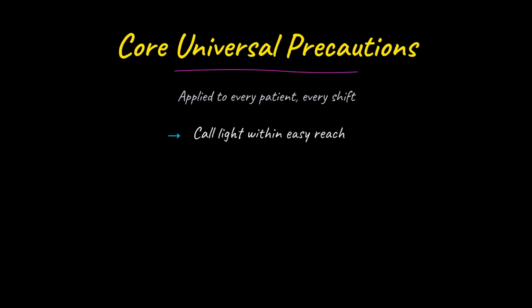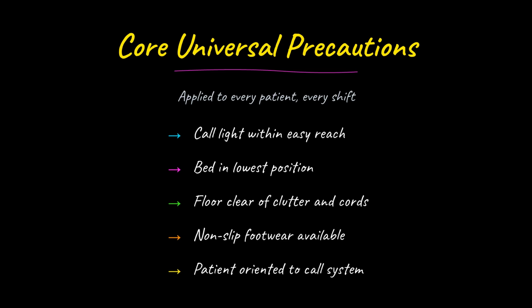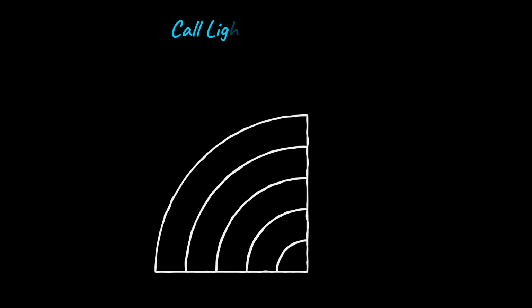The 5 core elements are call light within reach, bed in its lowest position, floor clear of clutter, non-slip footwear available, and the patient oriented to the room and call system. Every nurse completes this baseline at the start of each shift for every patient.